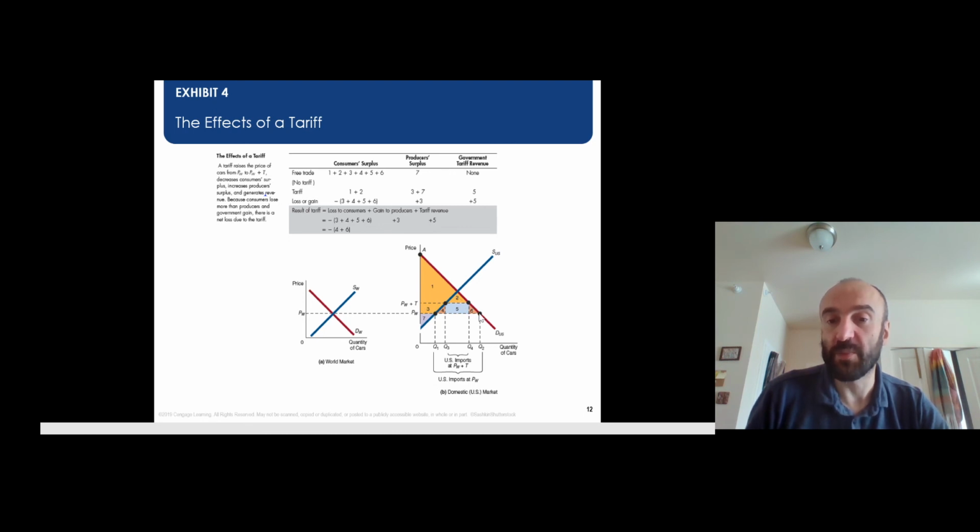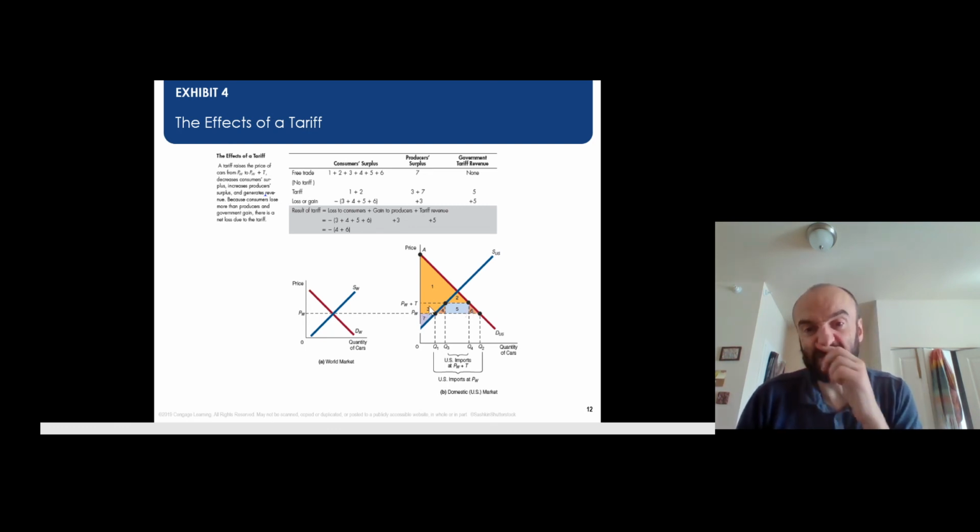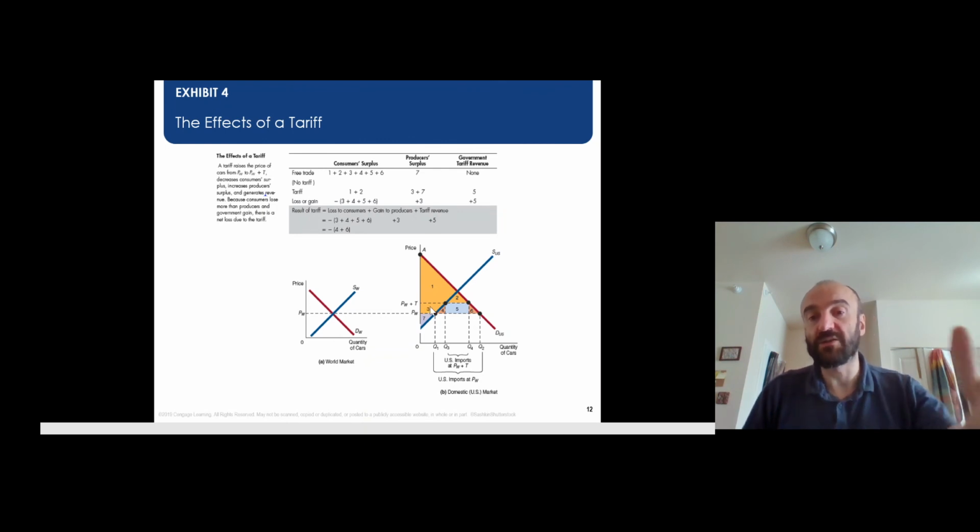Whereas this trapezoid here is loss to the consumer. Consumers lost that. Consumers lost that, and part of this loss is captured by producers. This trapezoid 3 is an increment in producer surplus as a result of a higher price that reduced the consumer surplus to the American buyers of steel or cars.